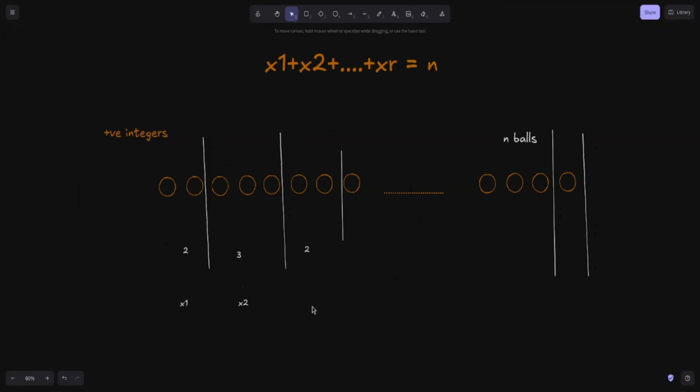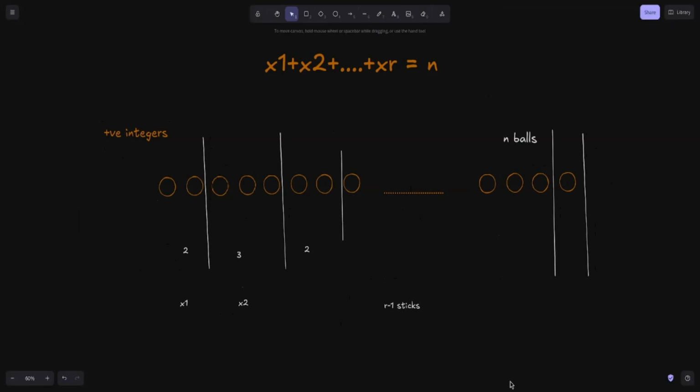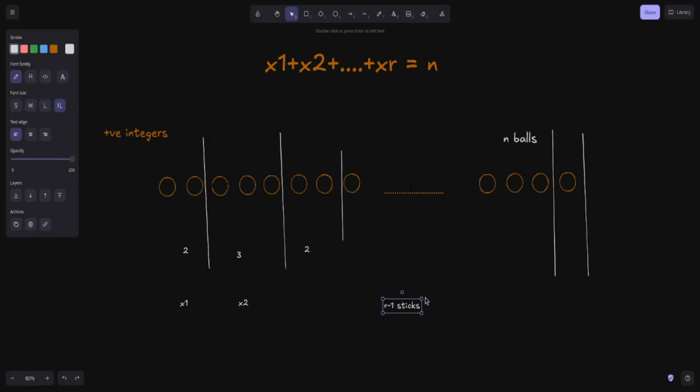So can you tell me how many sticks will be there? We can put a maximum of r minus 1 sticks. Why r minus 1 sticks? Can you tell why? See how many partitions we have. We have r partitions, right? So if we had one more stick here, then it would be r, right? But here we have r minus 1 sticks.